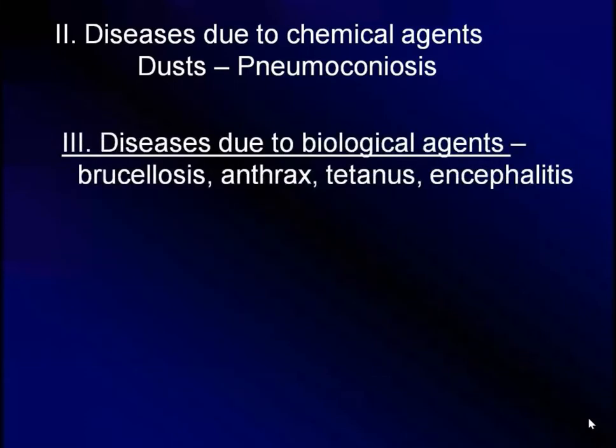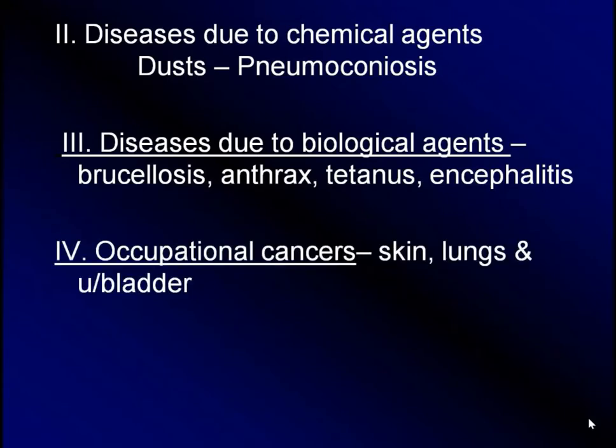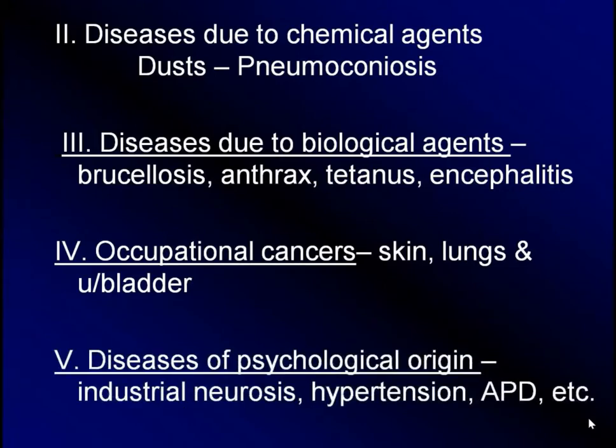Next are the diseases due to biological agents. Biological agents are nothing but animals, affecting those people who work in close contact with them. The most common diseases are brucellosis, anthrax, tetanus, and encephalitis. Next group are the occupational cancers. Examples like skin, lung, or bladder cancers are the most commonly seen cancers in different occupations. Next, the diseases of psychological origin. Psychological origin means people may get psychologically disturbed in different occupations. The common conditions are industrial neurosis and hypertension; they are prone to more hypertension and acute peptic diseases. So these are the various ways the occupational diseases have been classified.